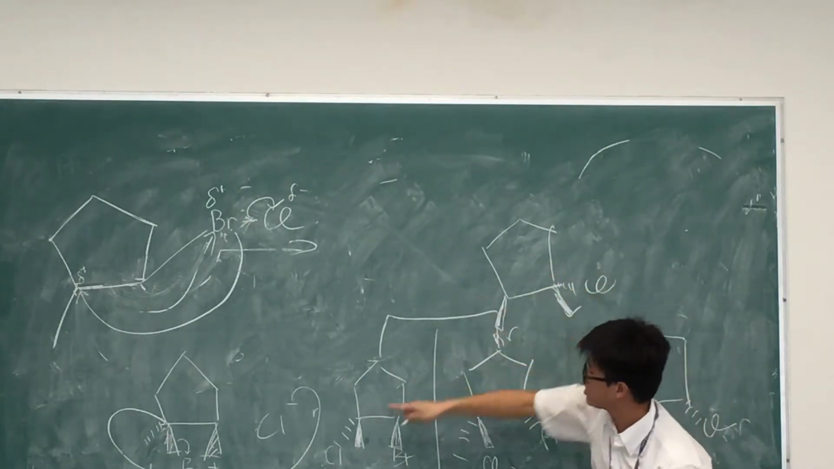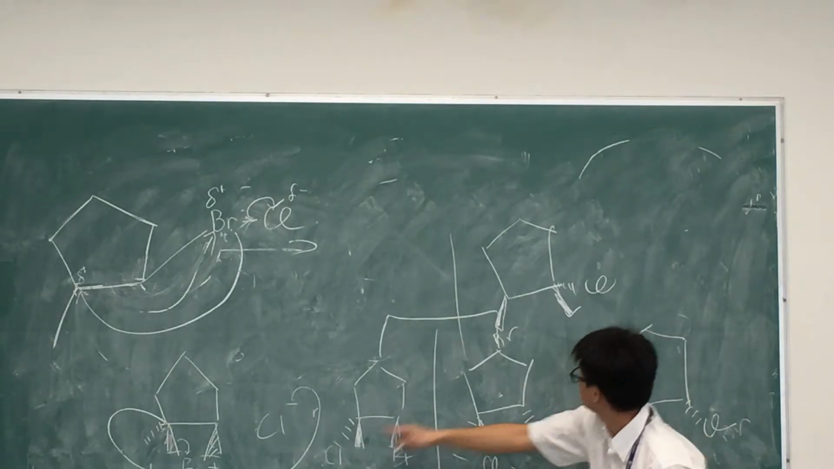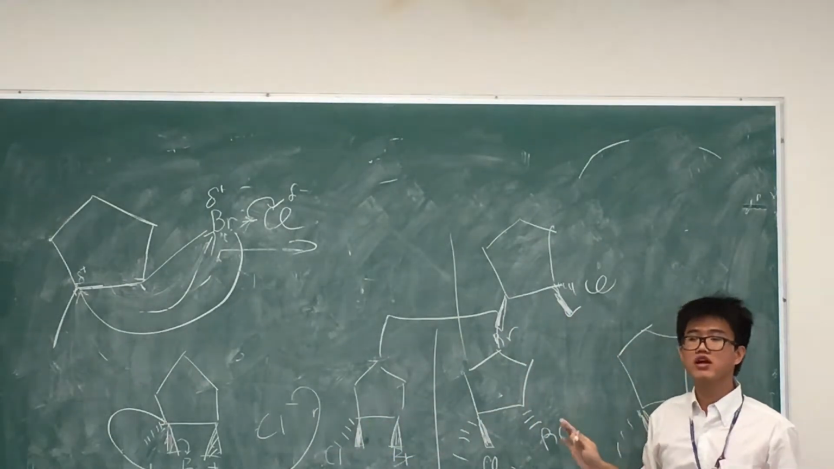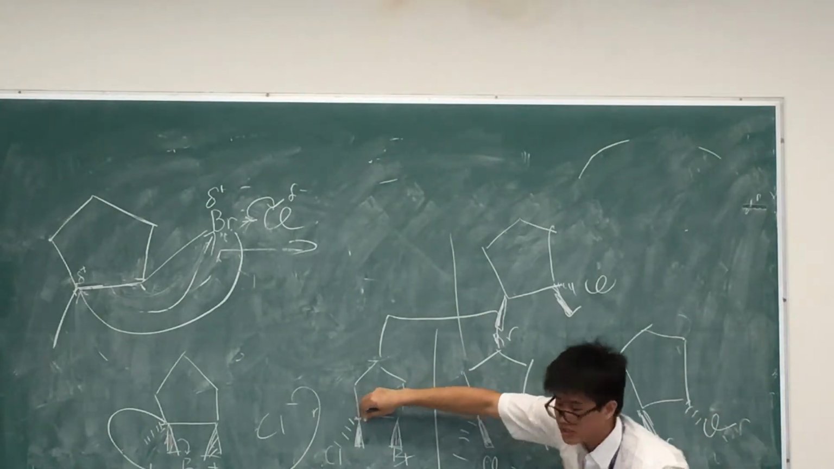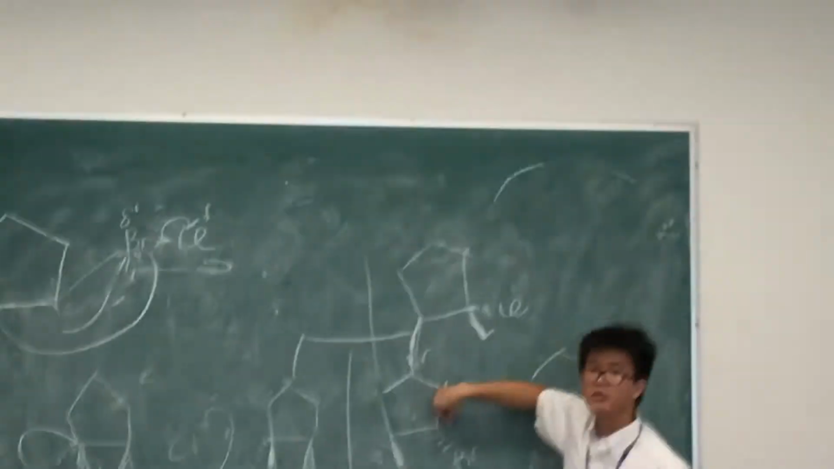And what is the connection between this one and this one? Mirror, right? They are mirror images. And how do I know that's a mirror image? This chiral center has the opposite configuration. This also has the opposite, right?